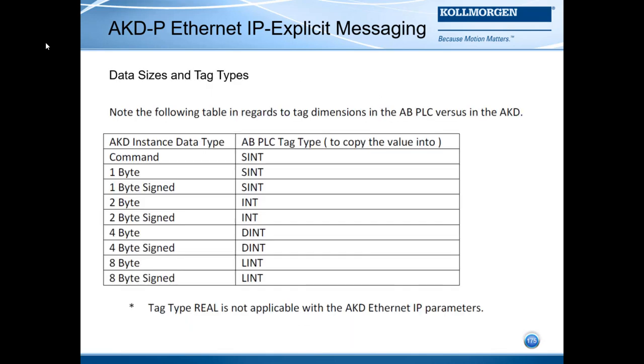Data sizes and tag types. Note the following table in regards to tag dimensions in the AV PLC versus the AKD. On the left it shows the AKD instance data type for command: 1 byte, 1 byte sign, 2 byte, and so forth. On the right side it shows the AV PLC tag type to copy the value into, or for a write, the tag that would hold the value to write. Note the tag type real is not applicable with the AKD Ethernet IP parameters.